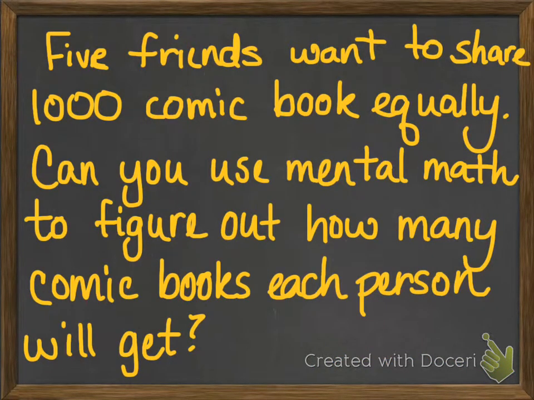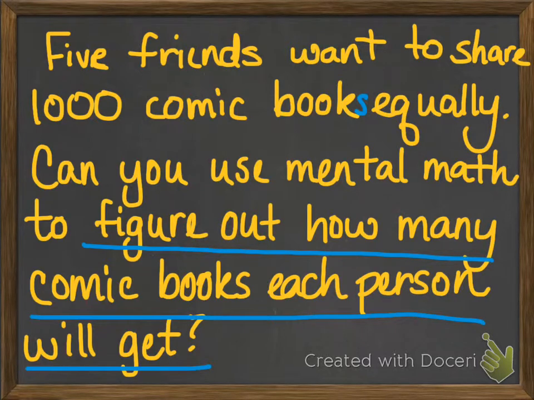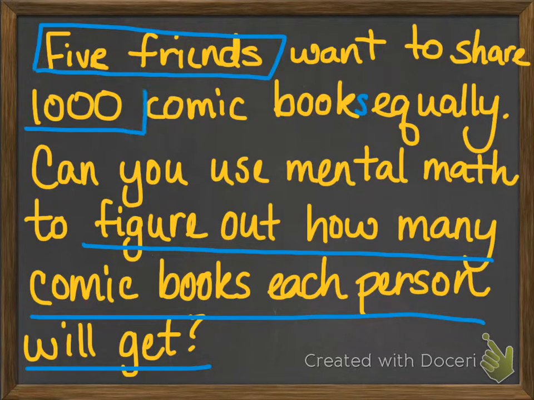So here is a practice problem for us today. 5 friends want to share 1,000 comic books equally. Oops, need an S there. Can you use mental math to figure out how many comic books each person will get? So let's see what the problem is asking us to do first. Well, we're going to figure out how many comic books each person will get. The important information we have is that there are 5 friends who want to divide the 1,000 comic books.